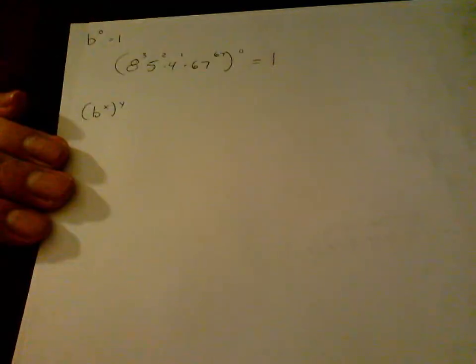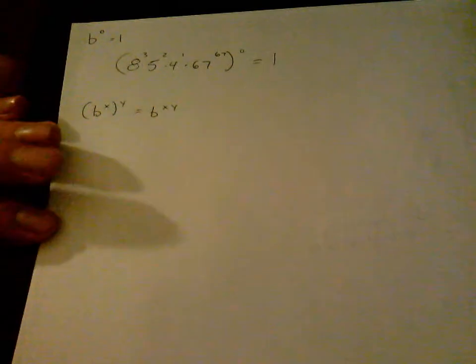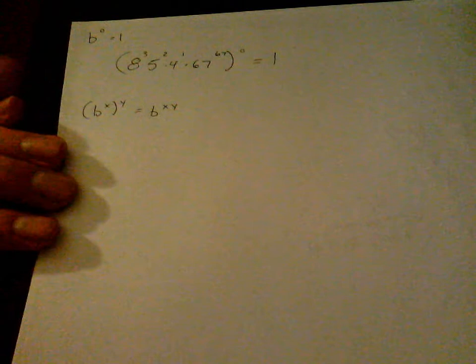Then you've got exponents raised to another exponent. So if you have b to the x raised to the y power, this is what it means. It's going to equal b to the x times y power. Let me show you why this works.